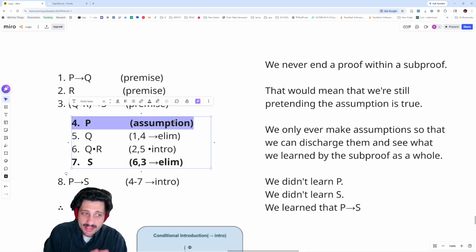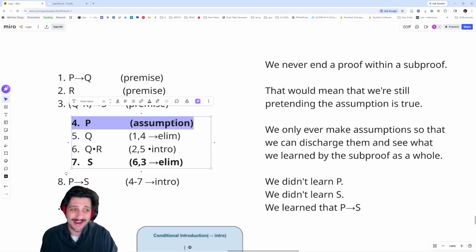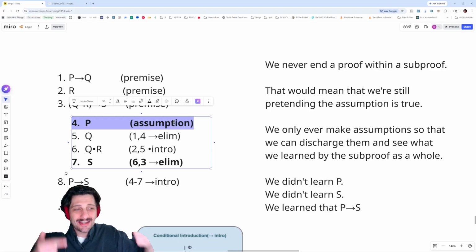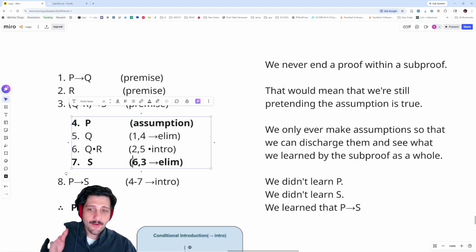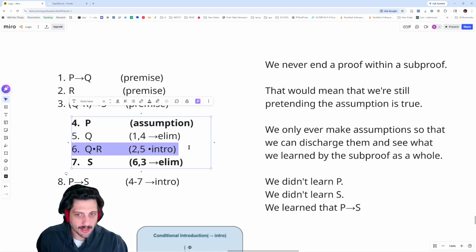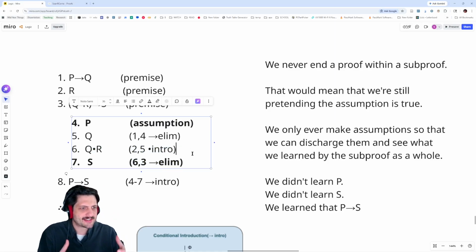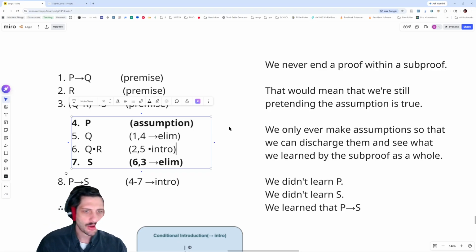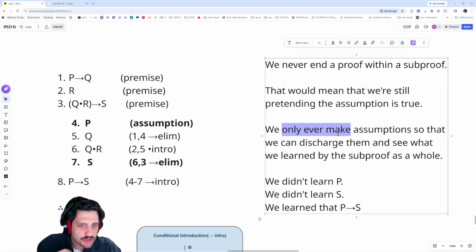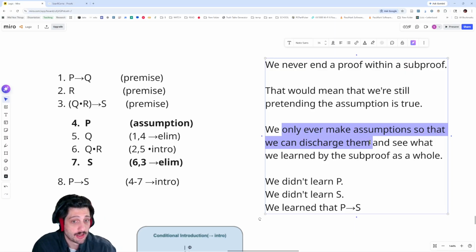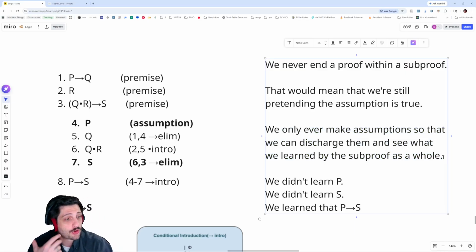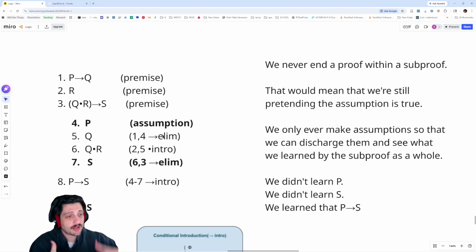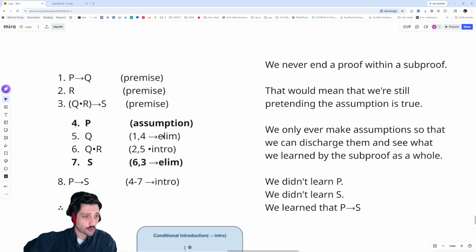I'm not trying to prove that P is true. I'm not trying to prove that S is true. I'm just trying to prove that P would lead to S. So we never finish our proof still inside a subproof, because that's like finishing your proof inside a hypothetical story. You need to end your story and tell me what it is that we really learned from this story. We only ever make assumptions so that we can discharge them and see what we learned by the subproof as a whole. We only ever set up subproofs to see what this overall story tells us.